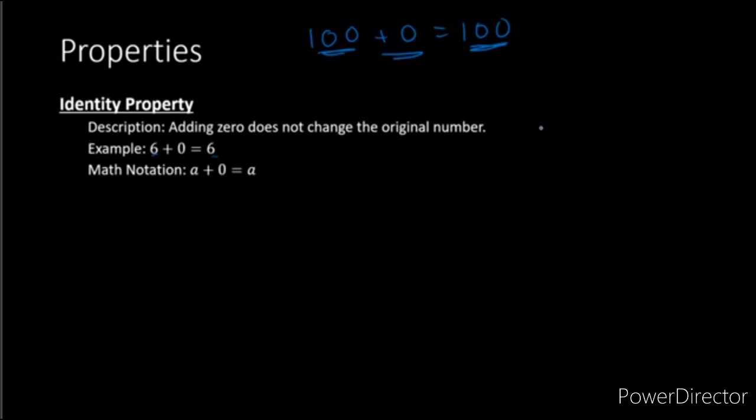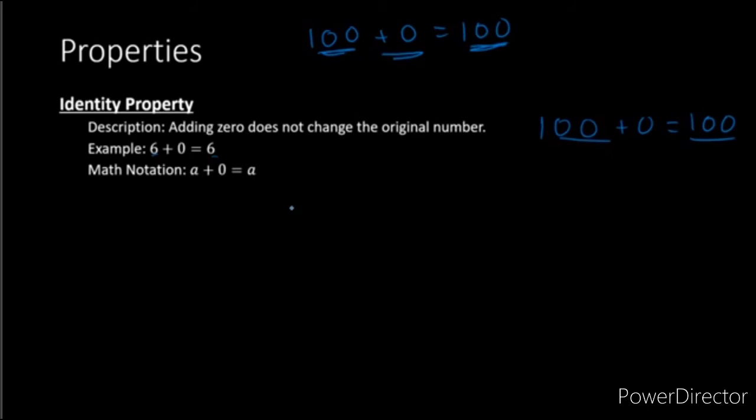We started with a number, say, 100. That's your original look, so to speak. Adding 0 doesn't change the way the number looks. It's still going to stay the same. So it does not change the identity or the value of the original number. So that's the idea with the identity property.